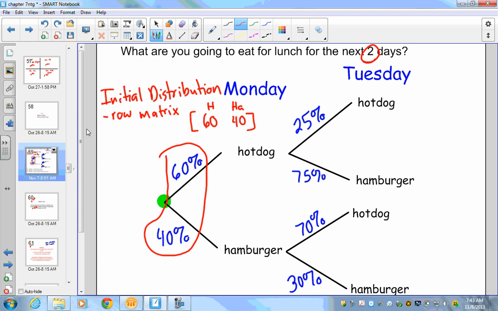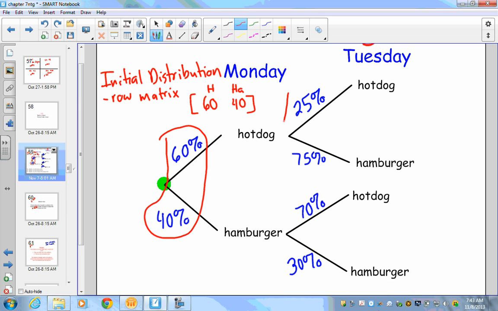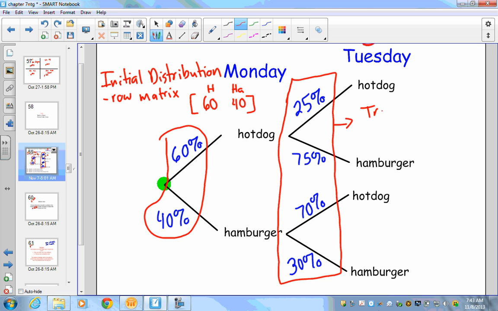Okay, so pretty simple. Now the next thing you need to do is put this information into a matrix as well. And what this information is going to be put in is what is called a transition matrix.